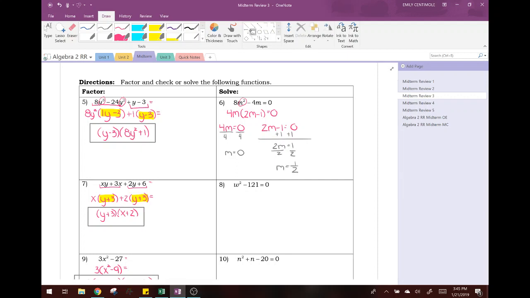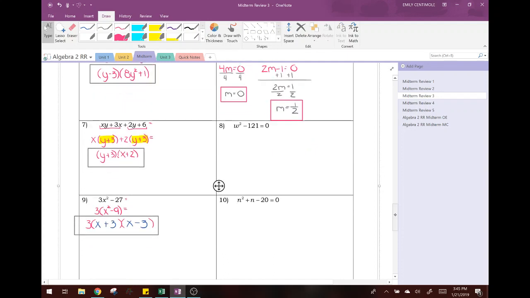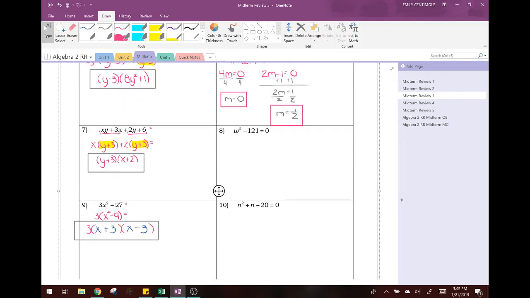So my final answers here are m equals 0, and then m equals 1/2. You can write them separate, you can write them together however you want. Okay, just don't write them as a coordinate. Okay, these are two m values, not like an m and an n, like xy coordinate.